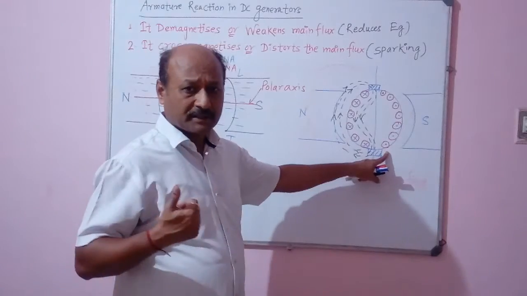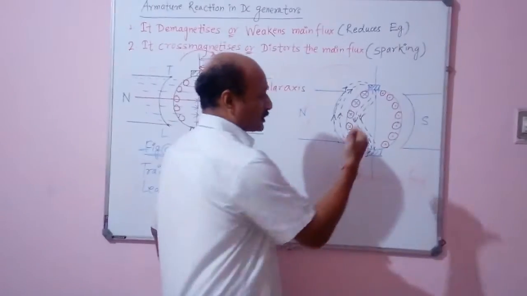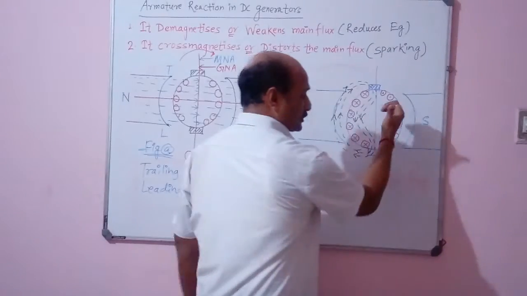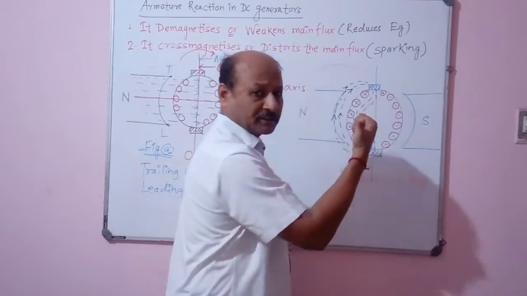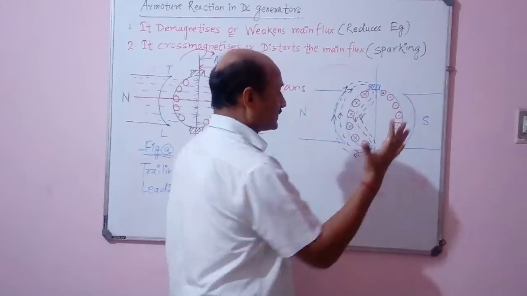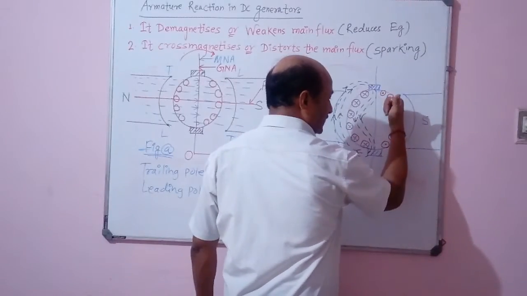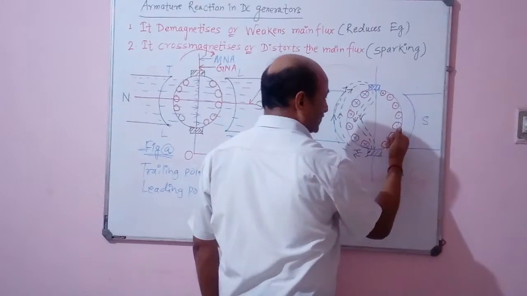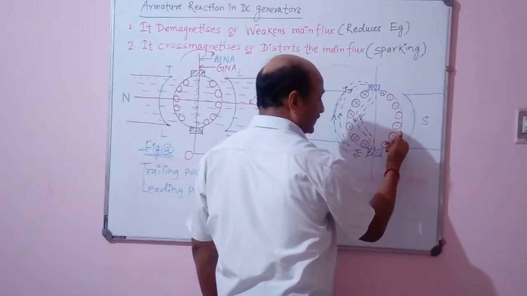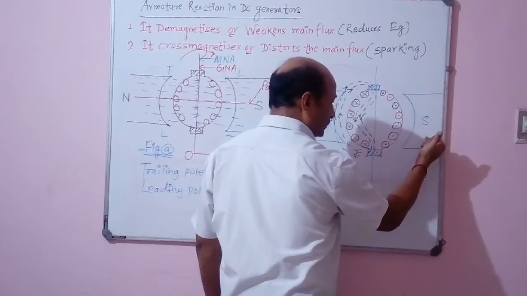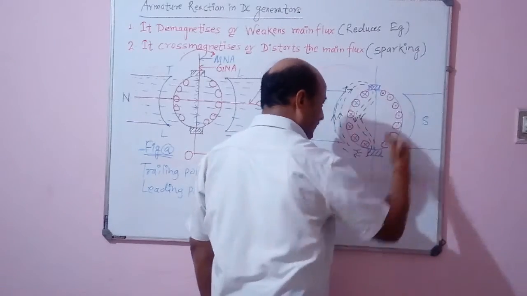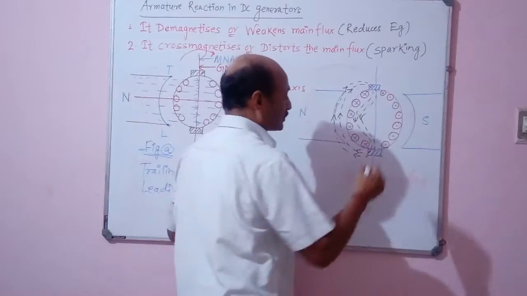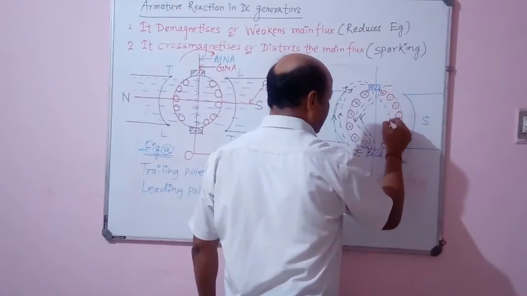Dot means the direction of the current is towards us. So the thumb shows the direction of the current, which is towards us, and the remaining fingers show the direction of the magnetic field. So those conductors carrying the current towards us under the influence of the S pole produce magnetic flux, and its direction is also downward.